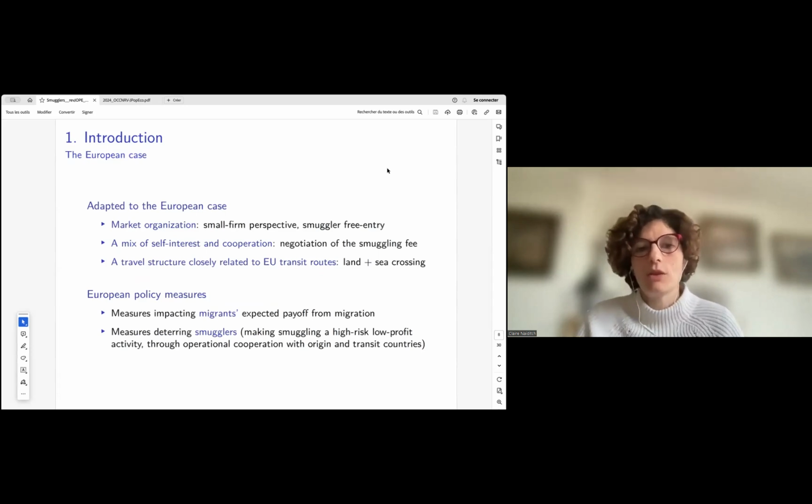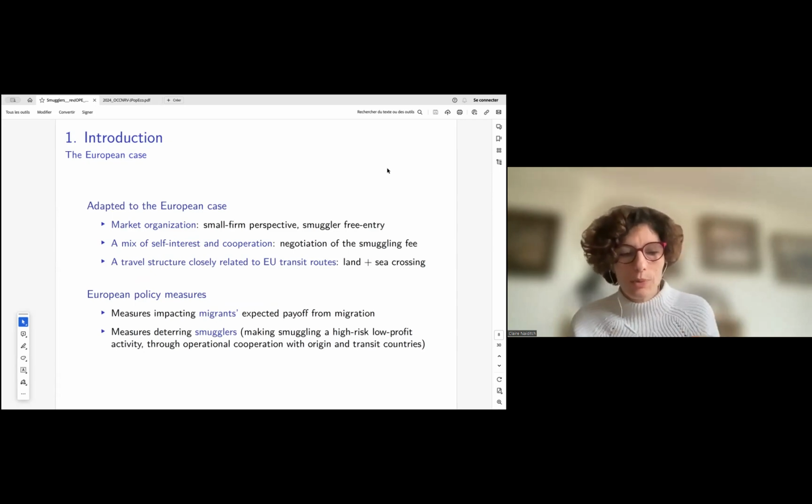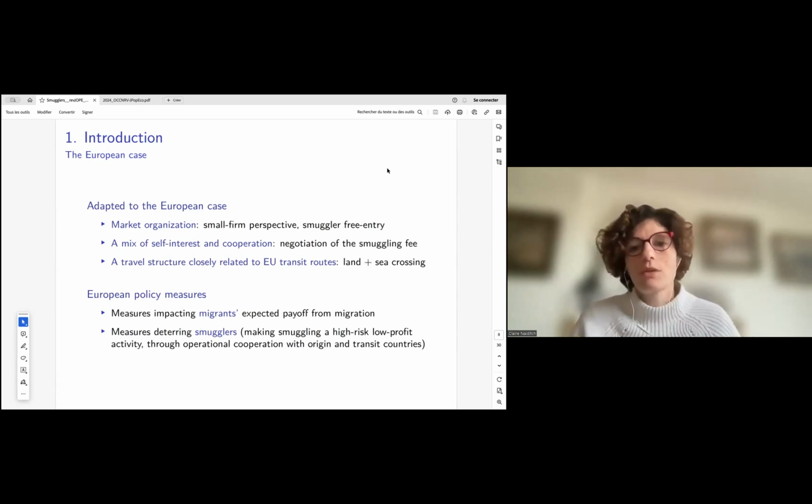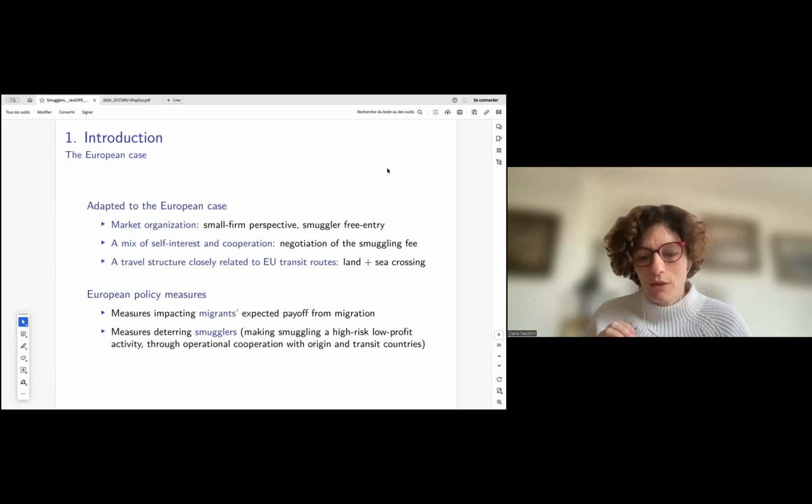Then, as I said, we adapted it to the European case. What is typical of this market is that some sociologists and anthropologists have shown that the organization of the market is mostly small firms that are competing with each other, and there's free entry in this market. There's a mix of self-interest and cooperation, and smugglers are not the very bad guys that we hear about. They are going to negotiate the smuggling fee, and they don't just want to take all the surplus from the migrants.